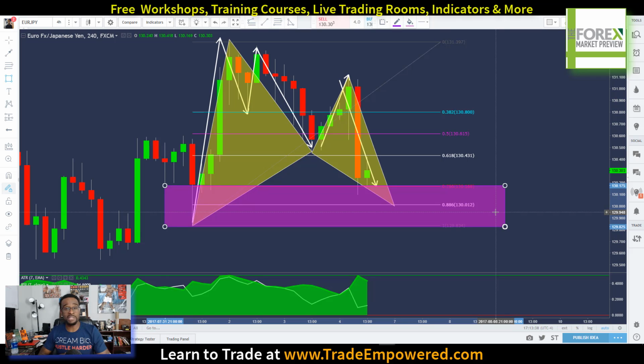So potential advanced pattern formation. This is going to be a bullish bat formation here on the euro yen that we can look for early on next week as well.